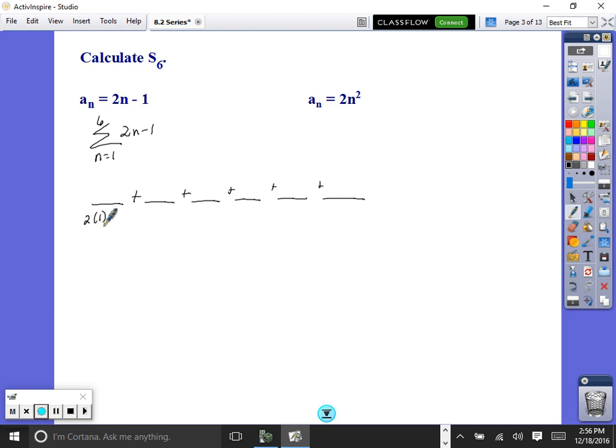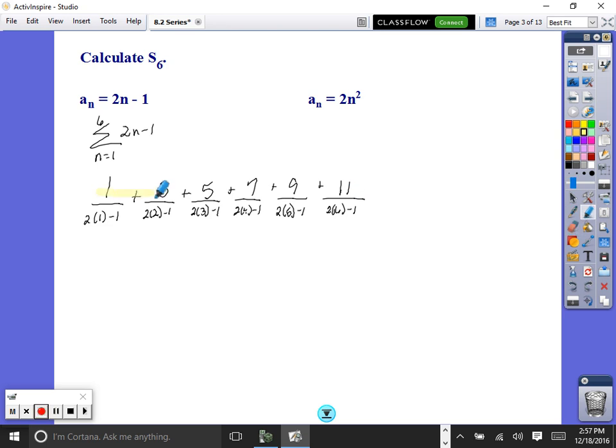2 times 1 minus 1 is 1. 2 times 2 minus 1 is 3. 2 times 3 minus 1 is 5. 2 times 4 minus 1 is 7. 2 times 5 minus 1 is 9. 2 times 6 minus 1 is 11.